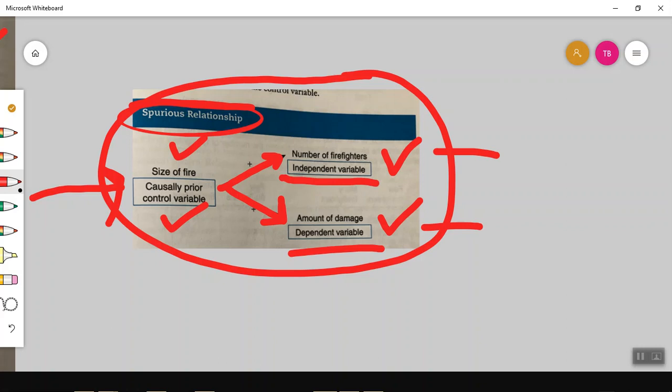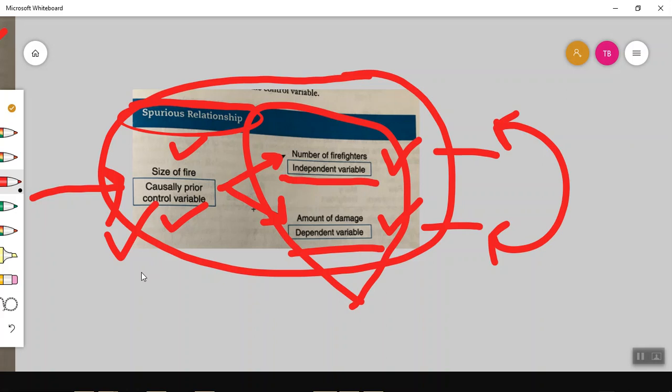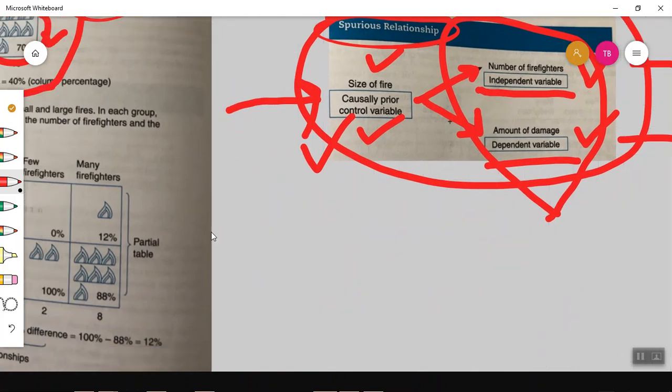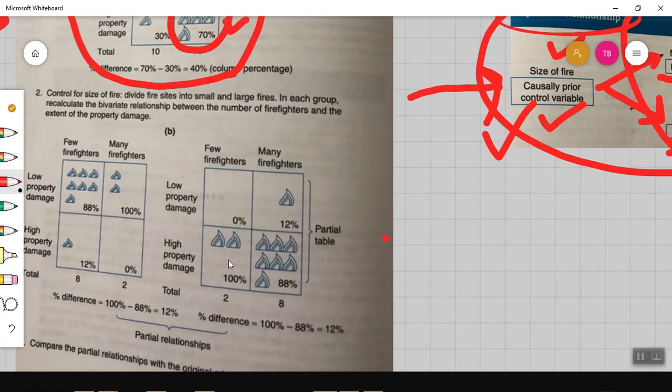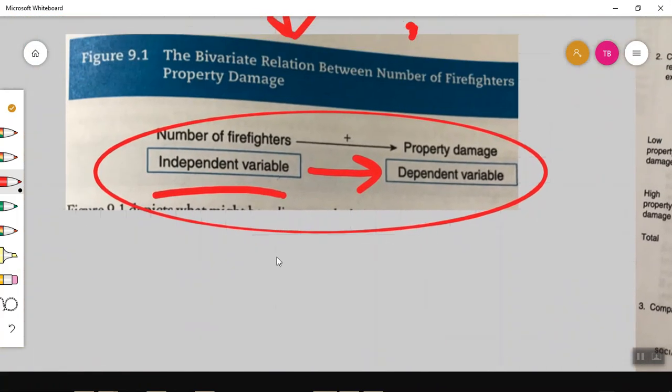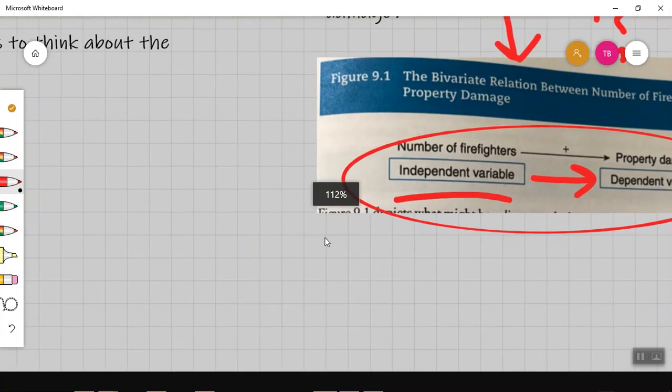So this is an example of a random relationship, that these two things have nothing to do with each other. They just happen to come at the same time as the original cause. Okay? So spurious relationship means these two things right here are randomly related. They're not causing each other. Okay? So let's take another look here. Just quickly run through that again.